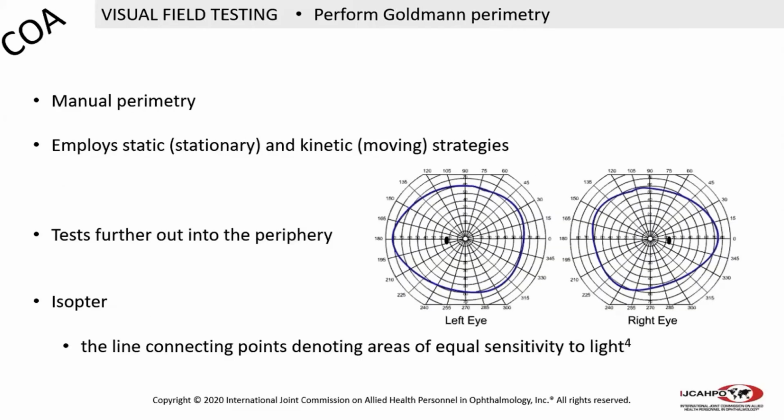Goldmann perimetry is an example of manual perimetry. It employs the static or stationary and kinetic moving strategies and is able to test further out in the periphery. With Goldmann perimetry, one is able to map an isopter. The definition of an isopter is the line connecting points denoting areas of equal sensitivity to light.